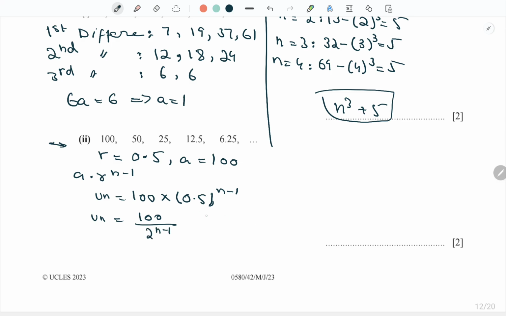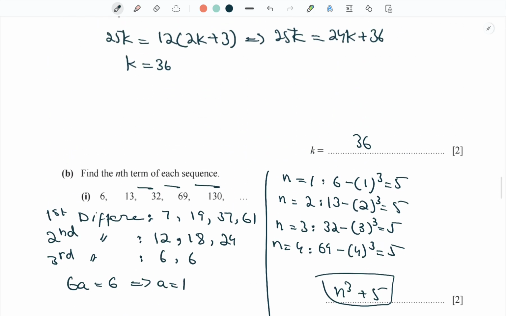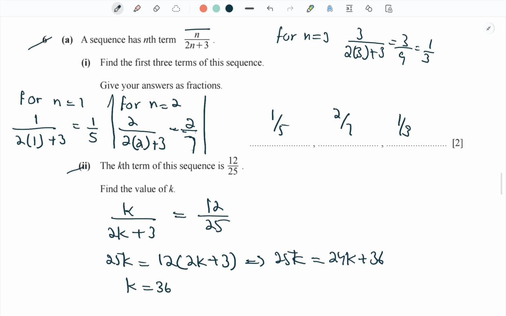Both answers are correct, this one and this one, so you can use either one. I just write the first one, that is 100 times 0.5 to the n minus 1. So I hope this question is clear. If you have any query about this question, you can ask me in the comment section.